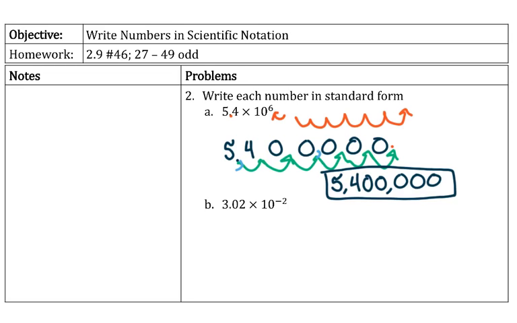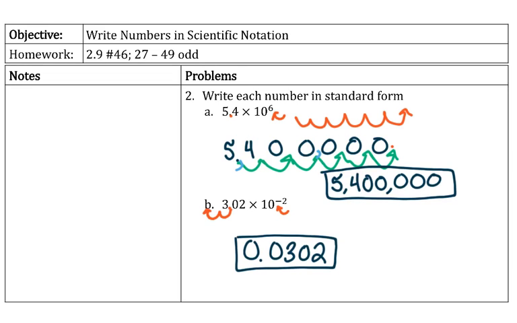Here, the number is too small, so we've got a negative, so we're going to take our decimal and move it 2 spaces to the left to make it a small number. So once again, we are going to fill in those blank spaces with zeros, leaving the numbers that are there, and we end up with the standard answer as 0.0302.